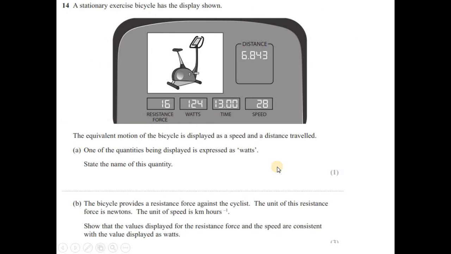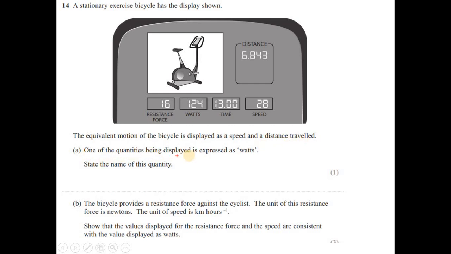Question number 14. A stationary exercise bicycle has the display shown. Okay, so this is the display: resistance, force, watts, time, speed, and distance. The equivalent motion of the bicycle is displayed as a speed and the distance traveled.